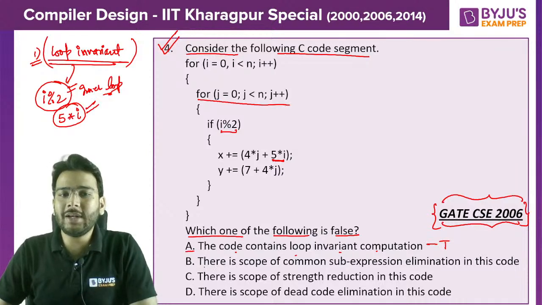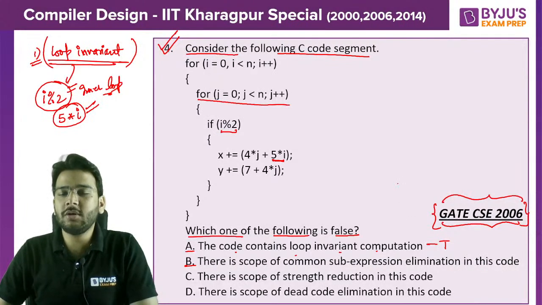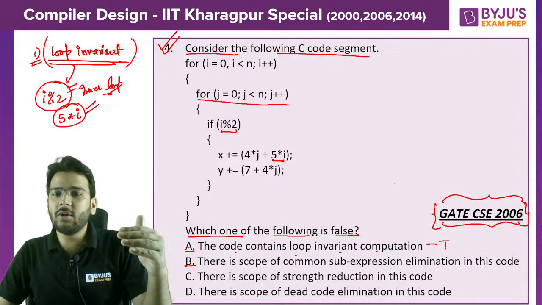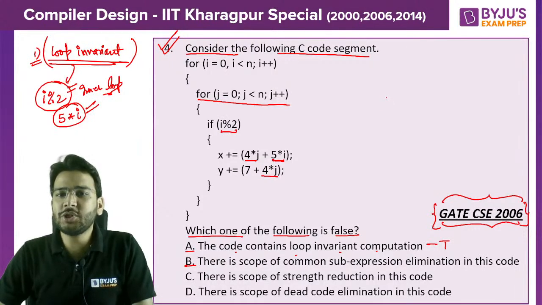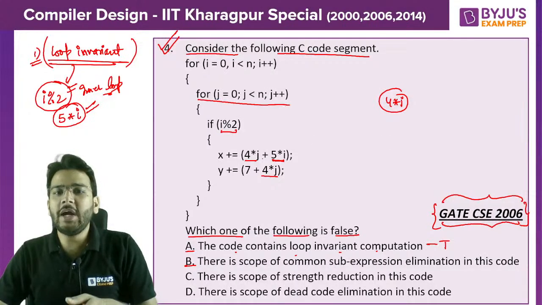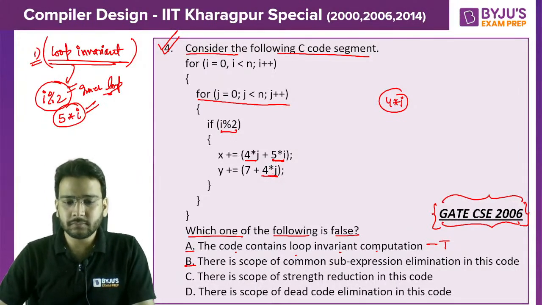Let's move to the next option. There is a scope of common sub-expression elimination in this code. Now what is a common sub-expression? When you have the same expression and you are using it again in the same way. Like you can see here, 4 into j and 4 into j, you are using 2 times. What you can do is evaluate 4 into j once and then use it directly. Why evaluate again and again? Common sub-expression, we can eliminate 4 into j here.